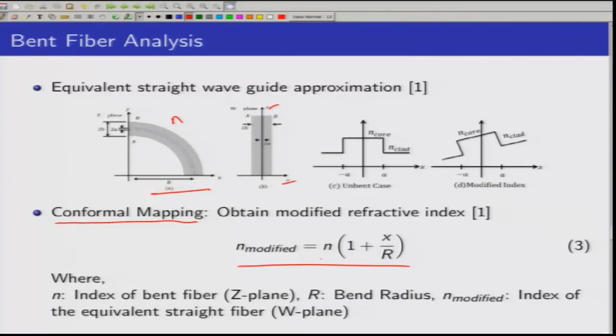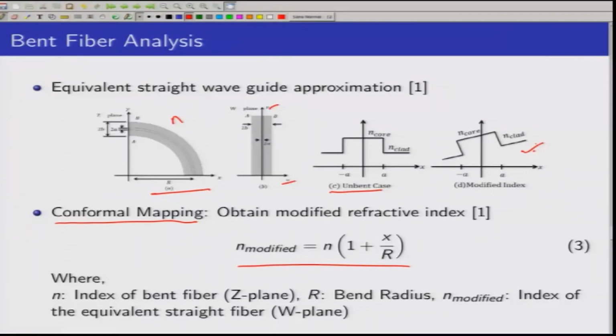N is the refractive index of the bent waveguide, that is in figure A, and r is the bend radius, x corresponds to the coordinate system in the z plane. Now, how does this refractive index look? If we consider a normal step index fiber that we have seen in the earlier case as well, this is the refractive index profile that we see in an unbent case. When we apply a conformal mapping technique, we are adding a slope onto this refractive index profile. Now, we input this tilted refractive index profile into COMSOL and see how our mode looks.